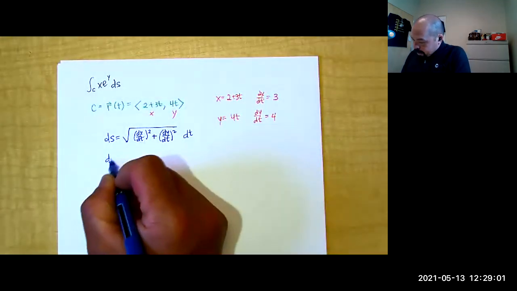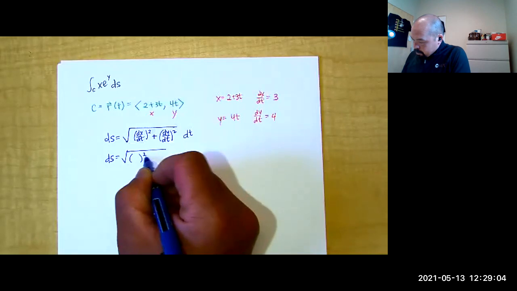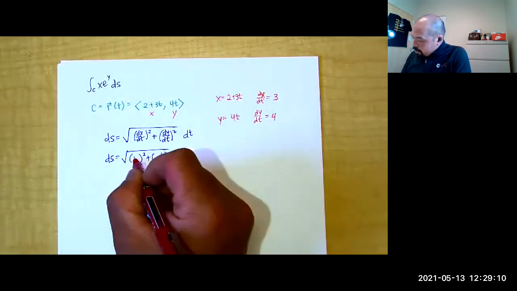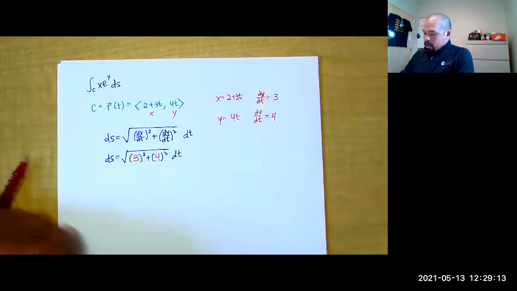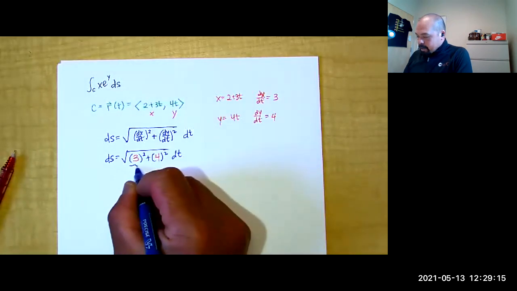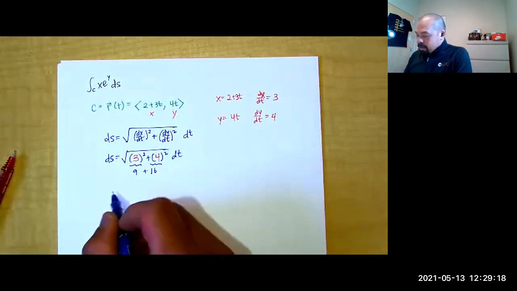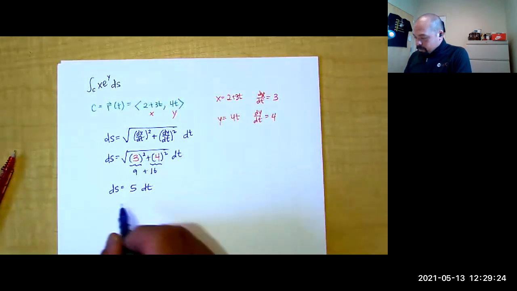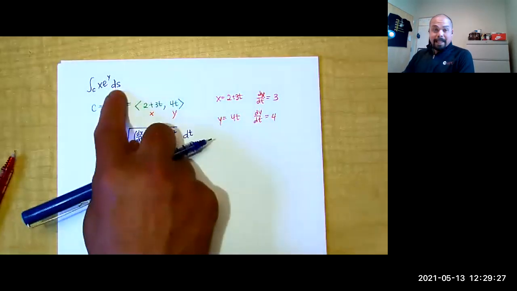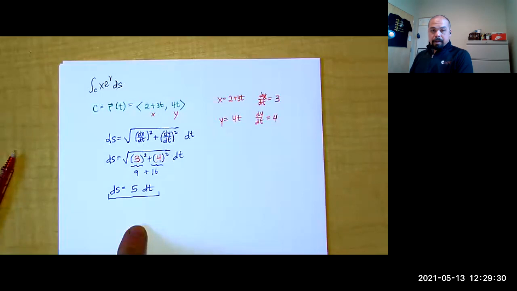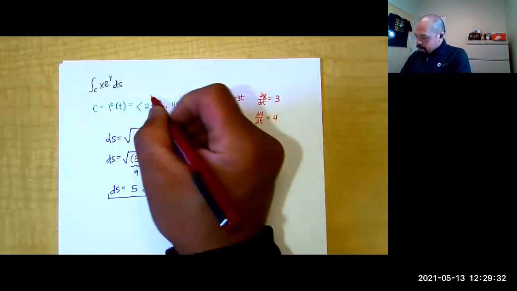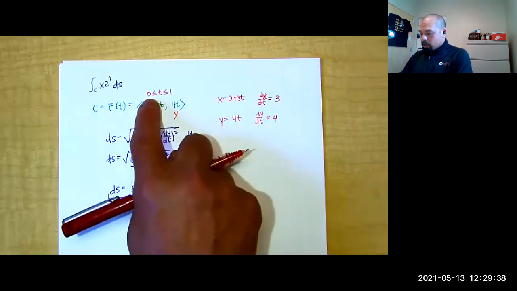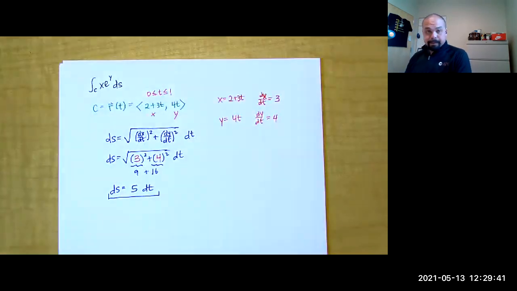So that way, my ds is going to become this factor, dx dt is 3, dy dt 4, 3 squared 9, 4 squared 16. Adding those up, we get ds square root 25, which is just 5 dt. So there's a substitution for my ds component. Okay, and let's not forget with this part that parameterization, that's going to go from t between 0 to 1. So that's giving my limits of integration.